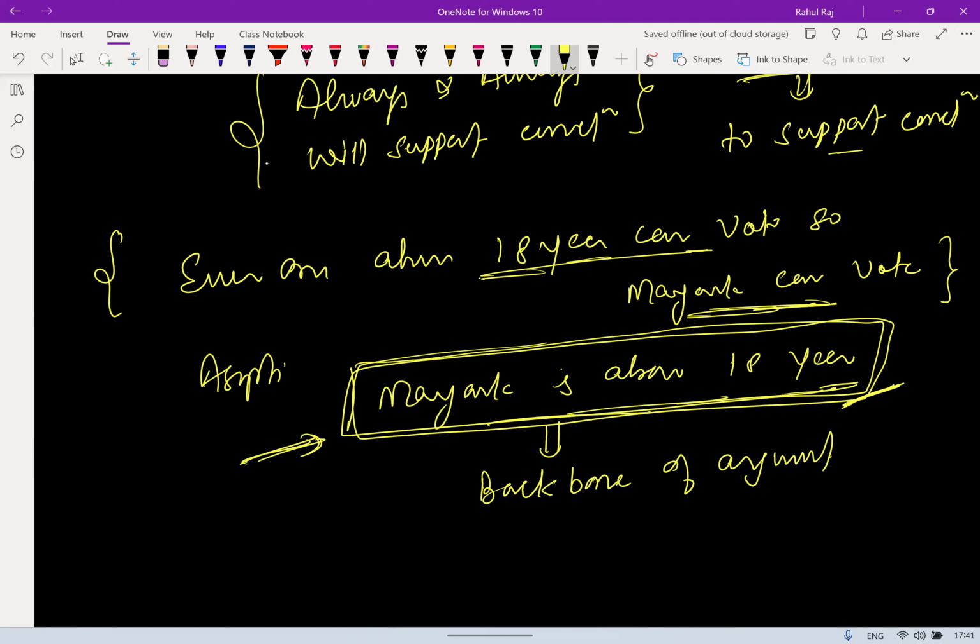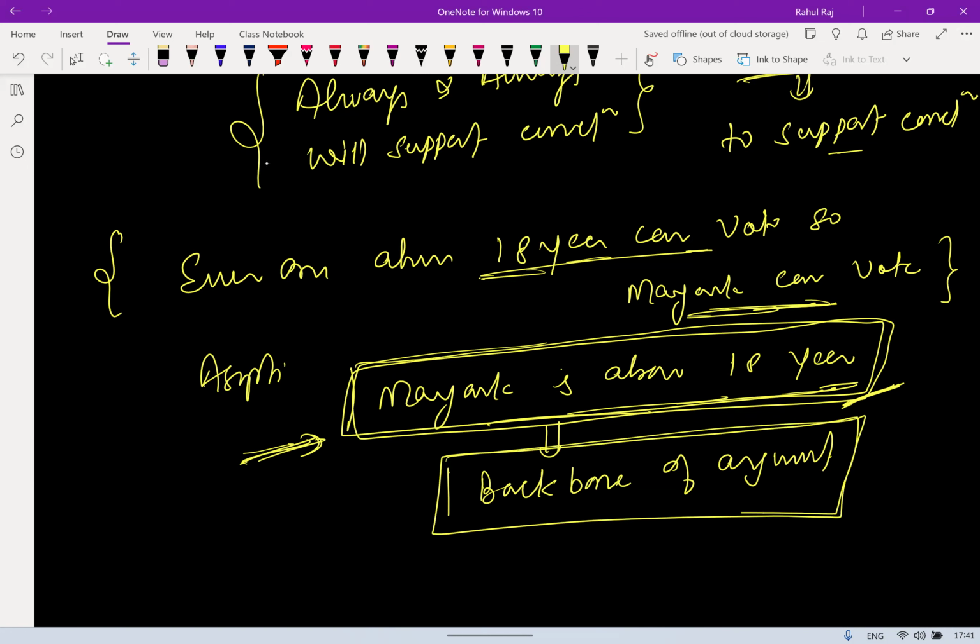Everyone above 18 years can vote, so Mank can vote. So there is an underlying assumption over there that Mank is above 18 years. So assumptions are also called the backbone of an argument. Without an assumption, the argument is never ever complete. Never complete. And this is taken for granted, something that need not be mentioned, but you have to consider it for granted reading the argument.